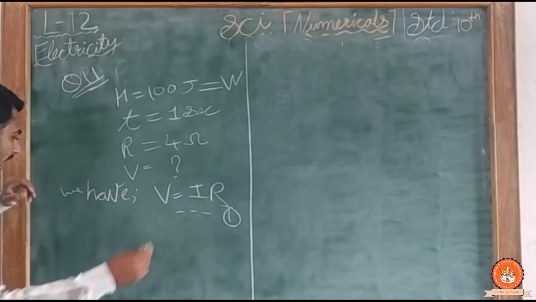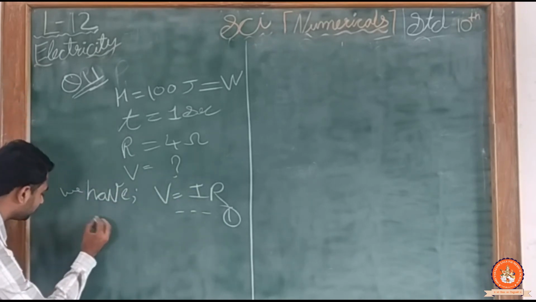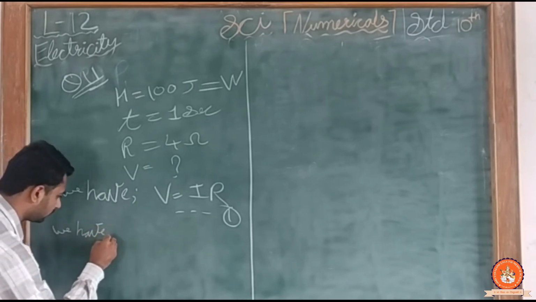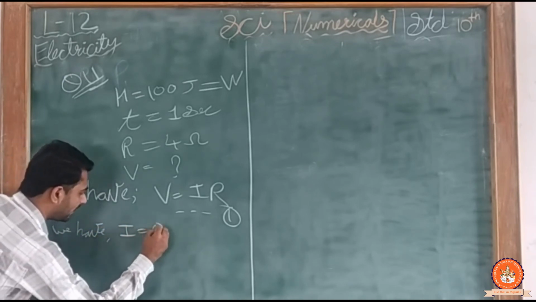So what I will do, I have the formula that is I is equal to Q by T.